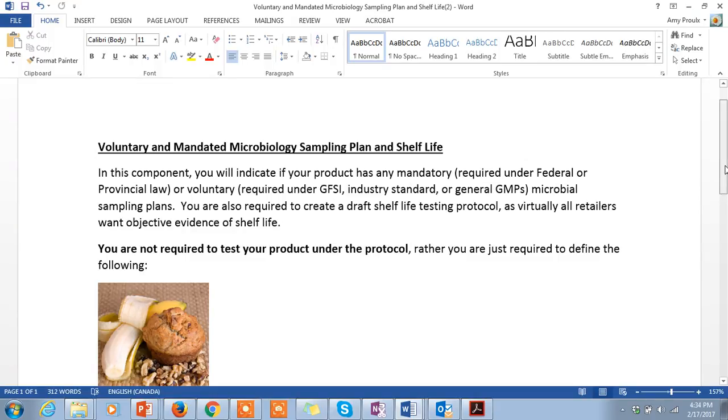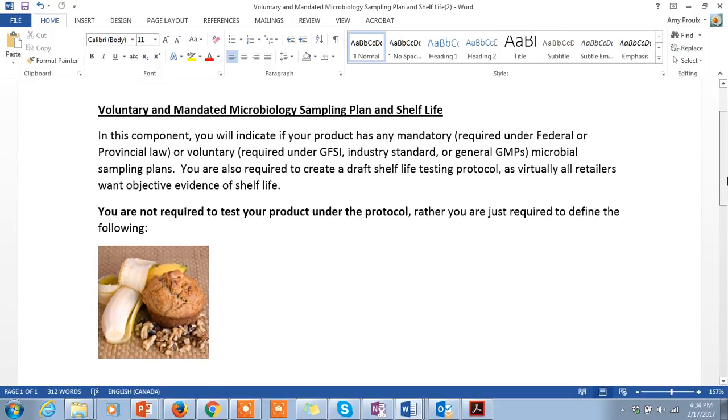Hi, welcome to your capstone, where we are going to talk today about voluntary and mandated microbiological sampling plans and shelf life testing. So, again, this is a thought exercise. You are not required to go down to the lab and test your product. You are required to think about what would be necessary to test your product.